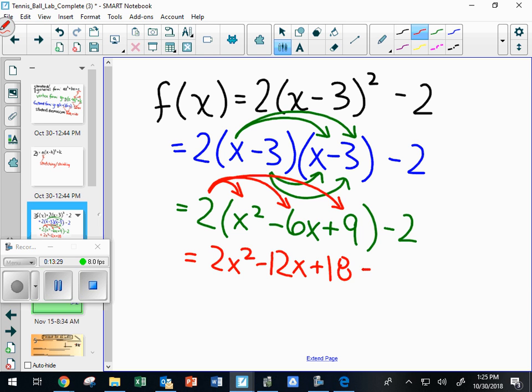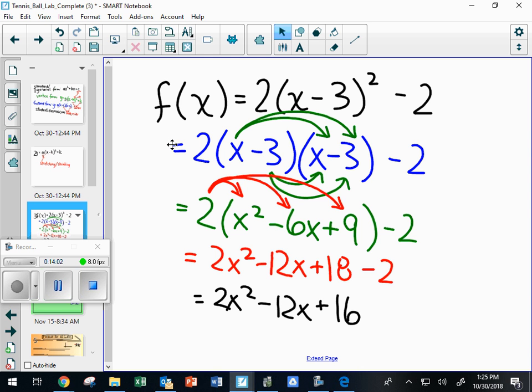All right. All right. What is the last step we have to do here? I'm hearing it, but I'm not seeing hands. Yes. All right. And then what is that? 2x squared minus 12x plus 16. All right. So, show of hands, I got this.